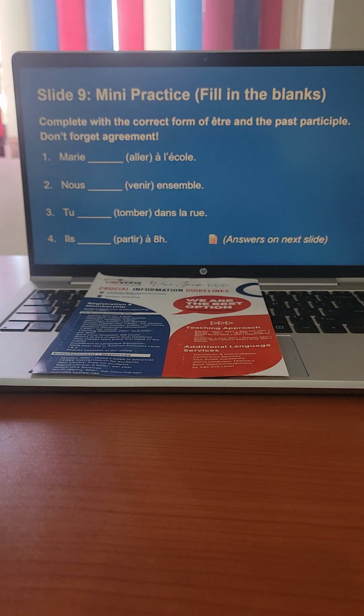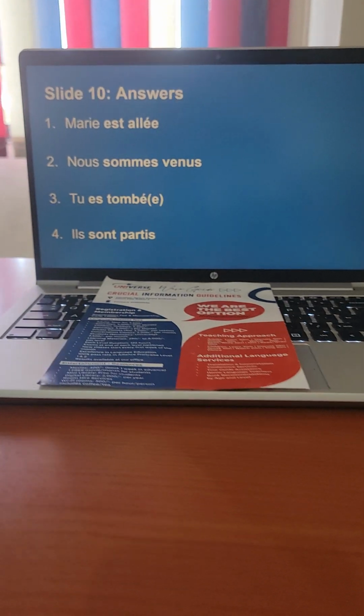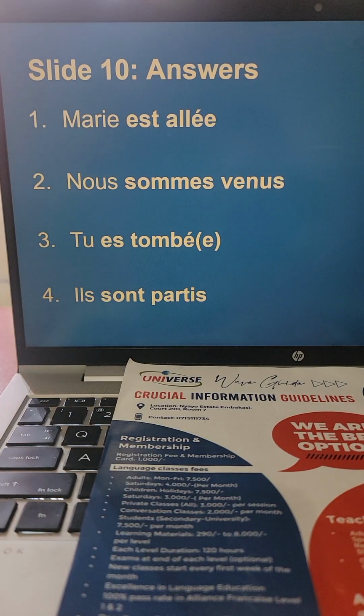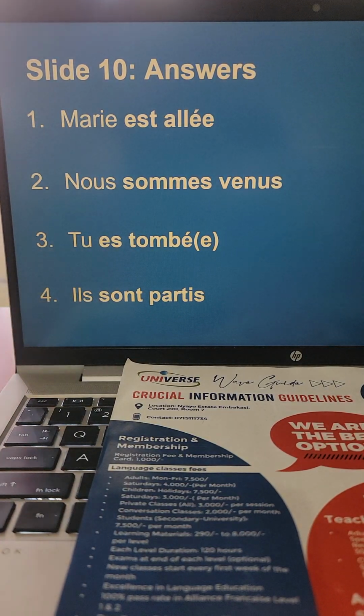Answers on the next slide, so you can pause so that you can have some time to do that work before you see the answers. So when you go, the next thing will be the answers there. Marie est allée, an E at the end. Marie is a lady, that's Mary. Nous sommes venus, S. Tu es tombé, that one depends. Ils sont partis.